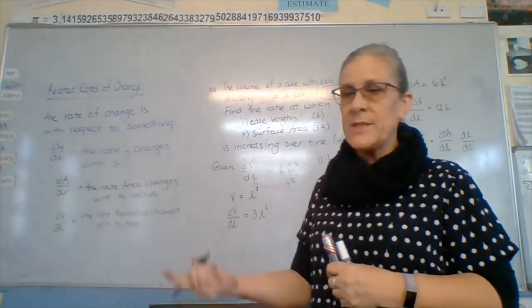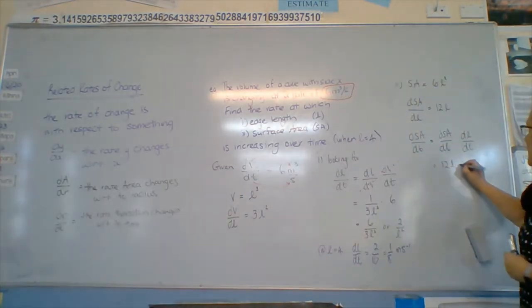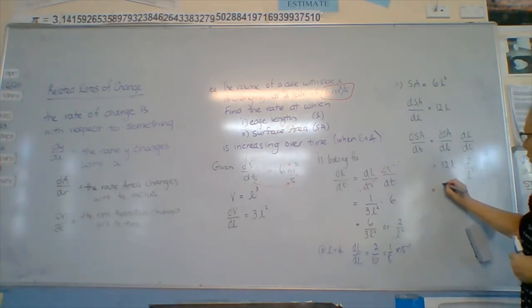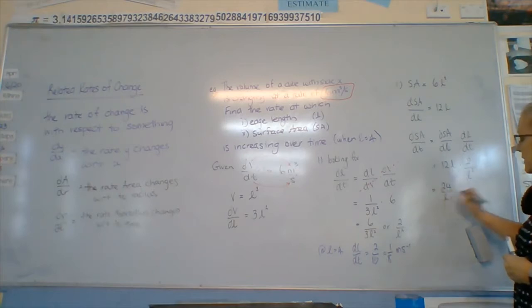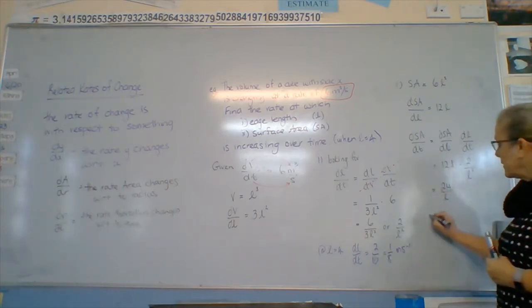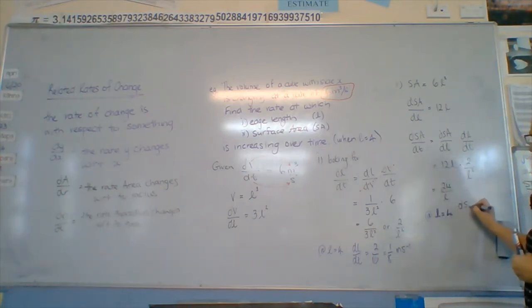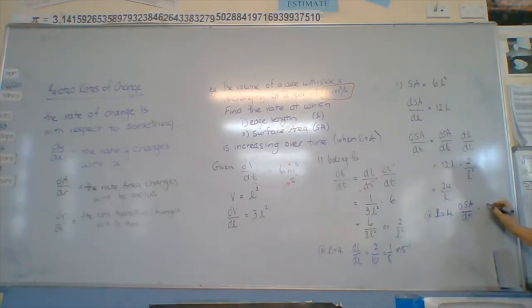So we may have to use something we've found before. Times 2 over L squared. Put them together, and we've got 24 over L. So again, when L equals 4, dSA over dt equals 6. What's the units? Meter squared for area over time.